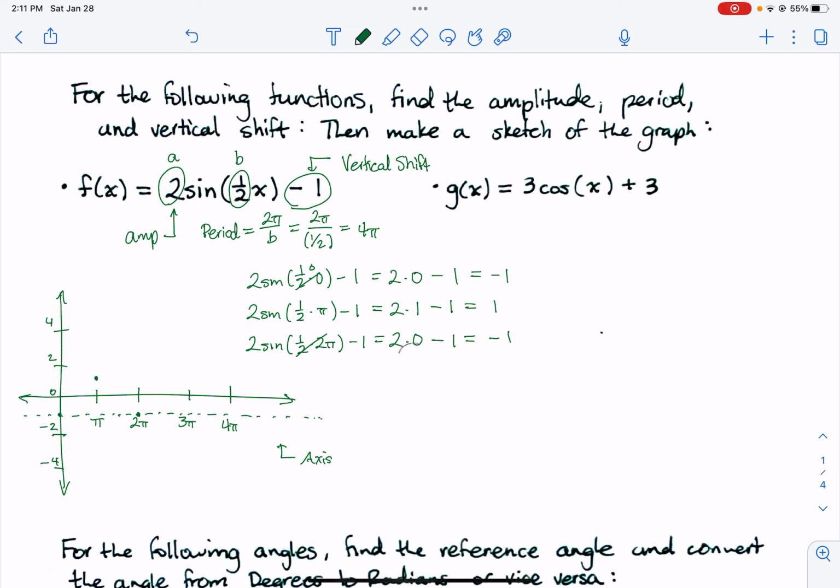And so if you think about what happens next, at 3 pi, we should go down to, let's see, my amplitude is 2, so I should go down to -3 here. And then I should go back to the axis there, right? And so we have a curve like this.